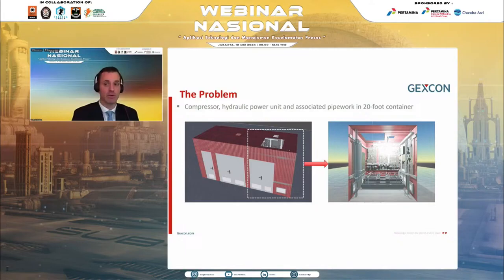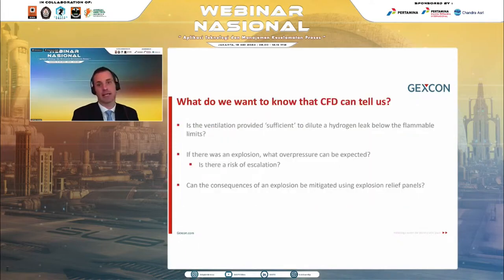In the compressor module, leaks were expected to occur at the joints and instrument connections associated with the compressor. This image shows the location of the leak that was used in the study, which was on the discharge side of the compressor with 100% hydrogen at 950 bar. And the leak was pointing vertically downwards, selected as the most likely worst-case scenario.